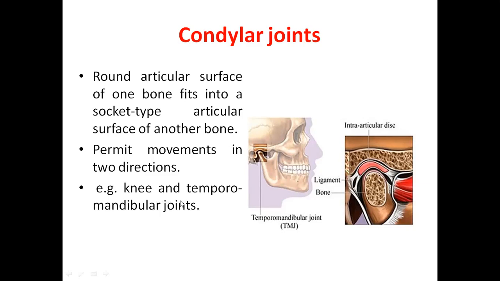Another example of the condylar joint is the knee joint, where the union occurs between the lower end of the femur and the upper end of the tibia bone.